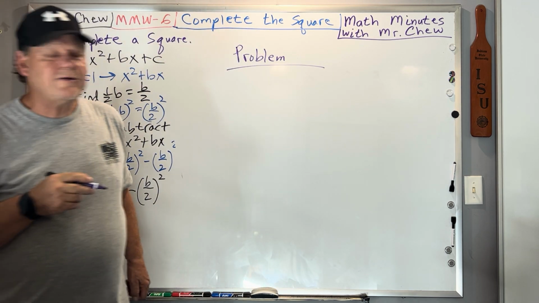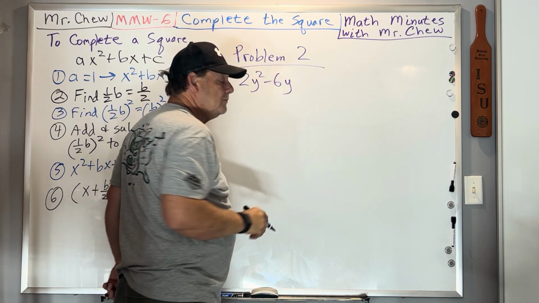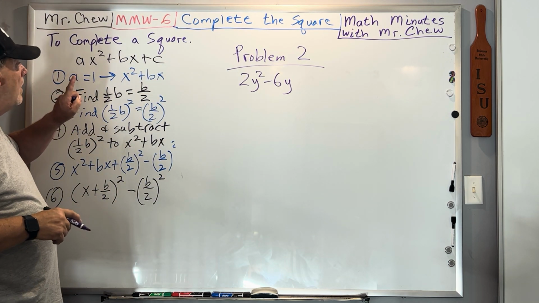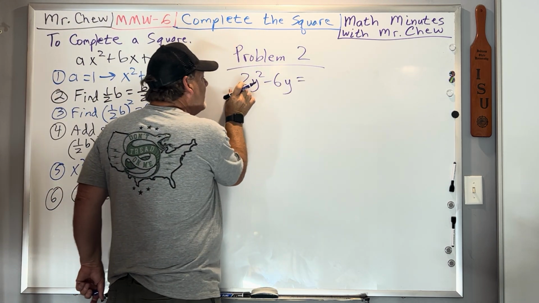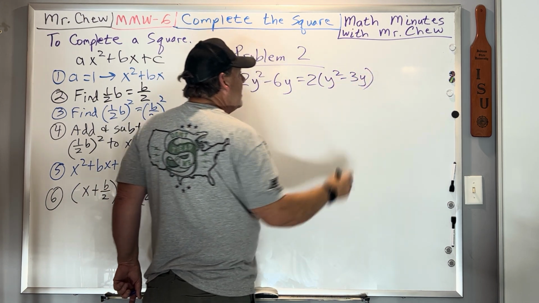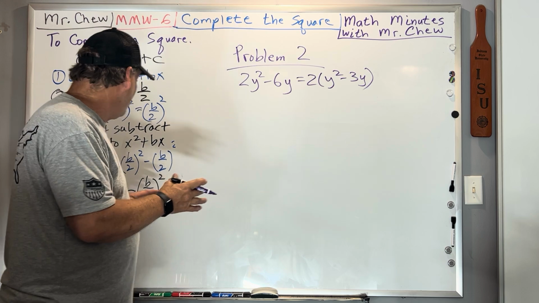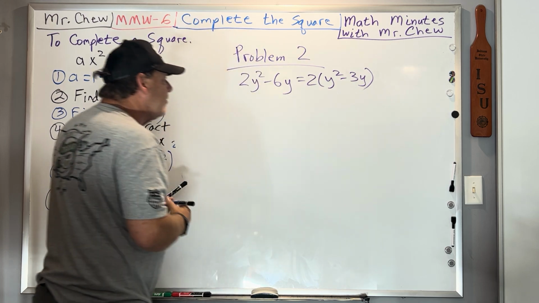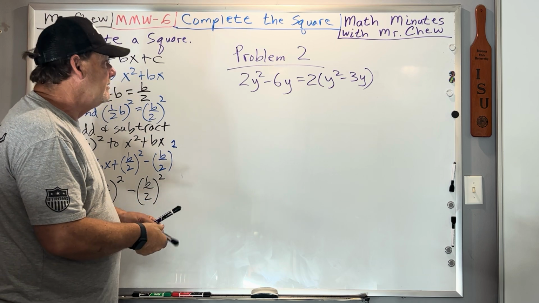Problem 2 is 2y squared minus 6y. First thing I have to say is, look at 1. Is A equal to 1? No. So we have to make it so that it looks like 1. And you do that by dividing by that coefficient, which ends up being the GCF. And if you reverse the distributive property, you see you get that. Now we just follow all these rules step by step with this portion right here, not forgetting that you got to multiply it by 2 whenever we check it on the end.